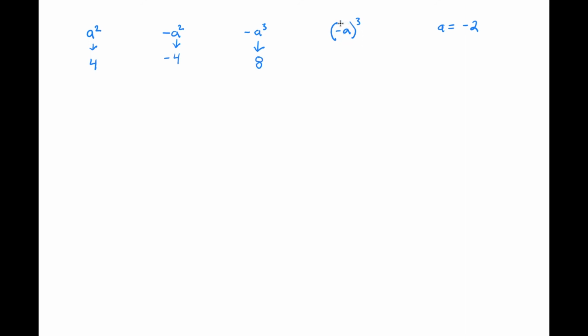Now here, it's included. We want the opposite of negative 2 3 times. So what we have to do is get the opposite of negative 2. What is the opposite of negative 2? It is 2. So we're going to have 2 3 times. So 2 times 2 times 2 is 8. Okay?